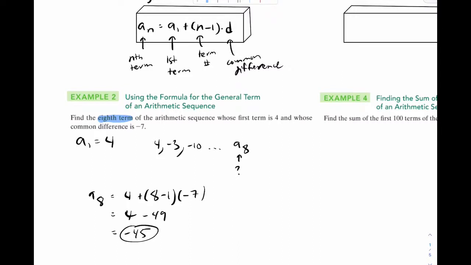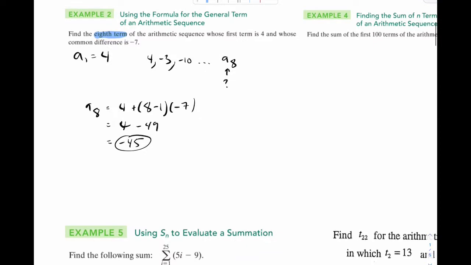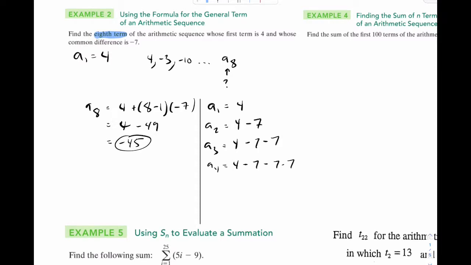Now, of course, I don't want you to just simply memorize it and not really know what you're doing. So I'm going to break down what's actually happening right here. So to show you, what if we did it more conceptually? The first term is 4. The second term is -3. But don't think of it as -3. Think of it as 4 minus 7. The next term is 4 minus 7 minus 7. The next term is 4 minus 7 minus 7 minus 7.